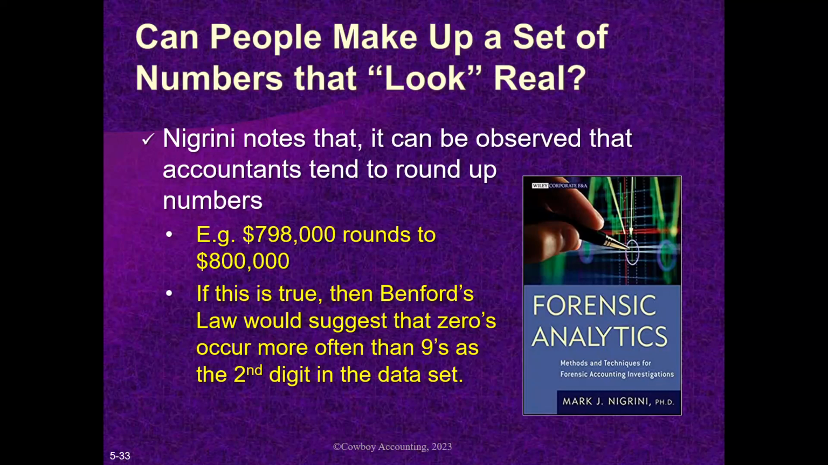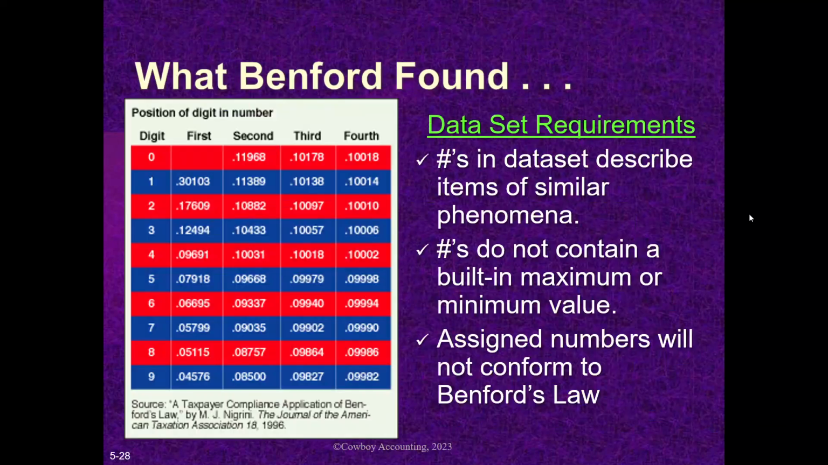And if you recall, in second digits, let's go back and look at this. You can see here that numbers with 0 as the second digit should occur almost 12% of the time, but numbers with 9 should occur about 8.5% of the time. So if we see that 9 being low and the 0 being higher than we would expect, then that might indicate you've got some rounding going on in your data.